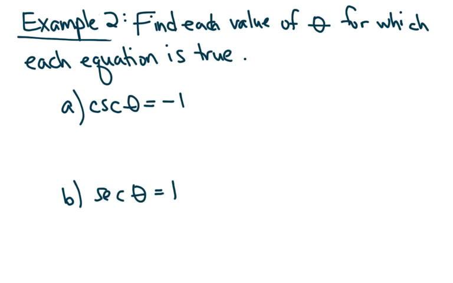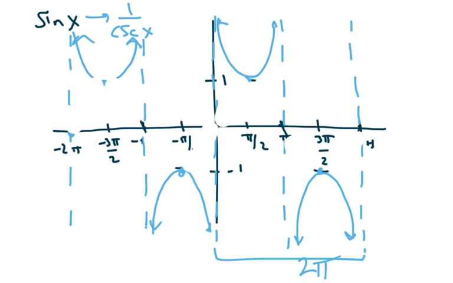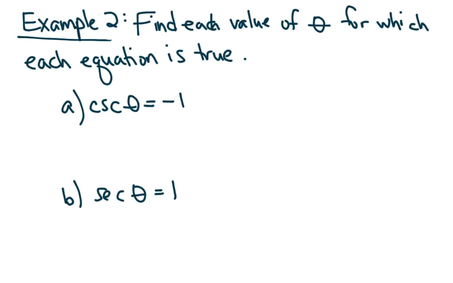So in example 2, we're going to use the graph of each of these new graphs to find the value of theta for which each equation is true. So when is the cosecant of theta equal to negative 1? So let's go back to the cosecant graph for a minute. The first place we notice that it's at 1 is here at pi over 2. And then it repeats itself every 2 pi because that's the period. So the way we write that answer is pi over 2 plus 2 pi n.